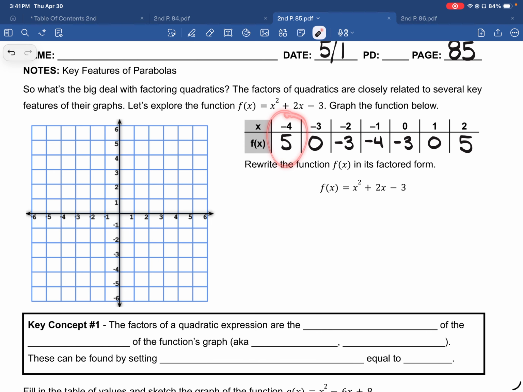So -4, 5 is back 4 and up 5, so right here. -3, 0 is left 3 and just stay on the x-axis. -2, -3. -1, -4. 0, -3. 1, 0. And 2, 5.